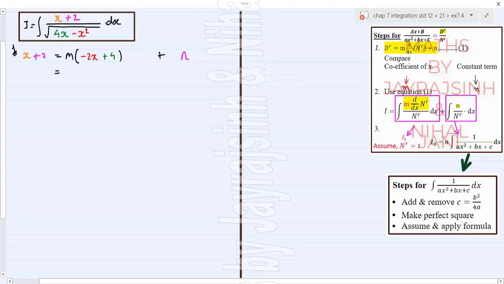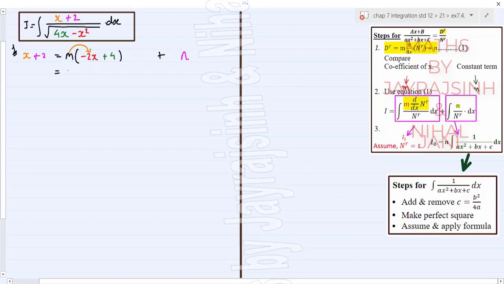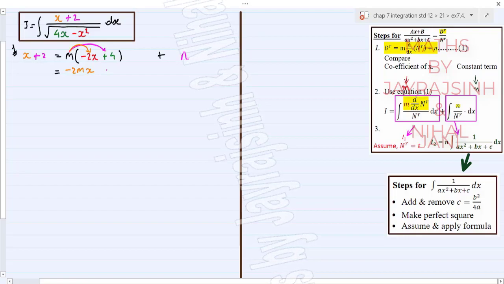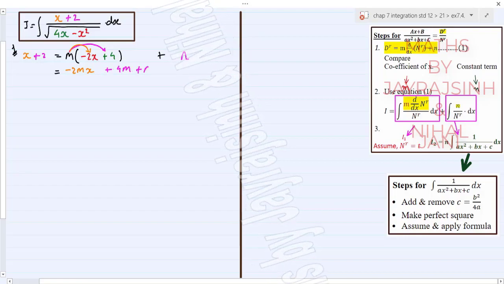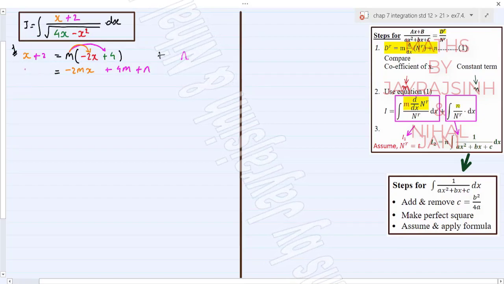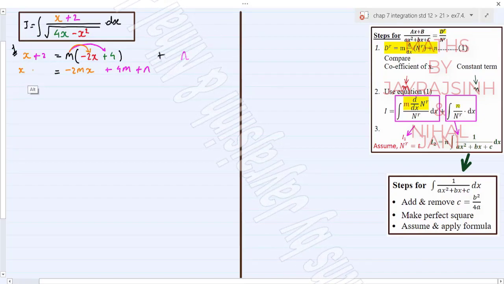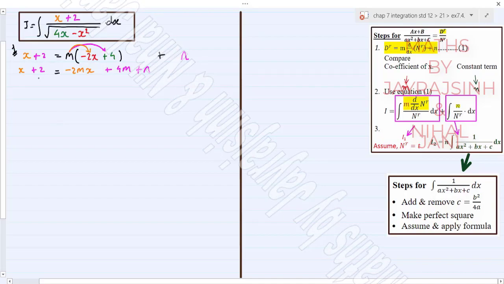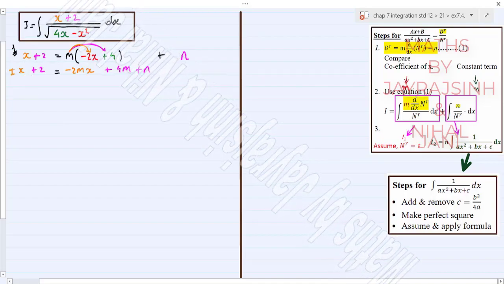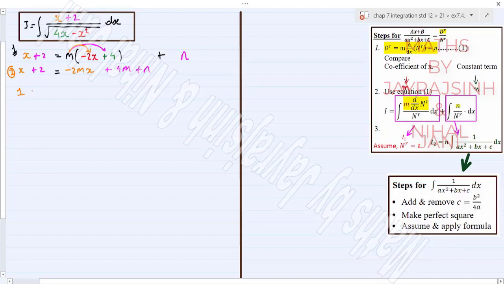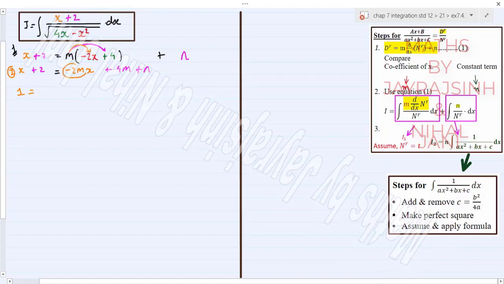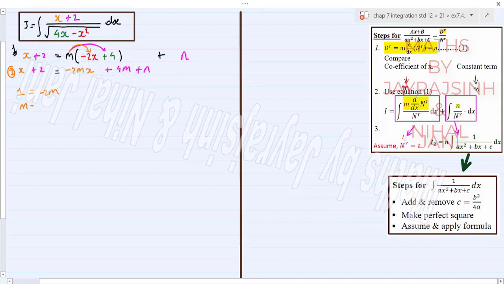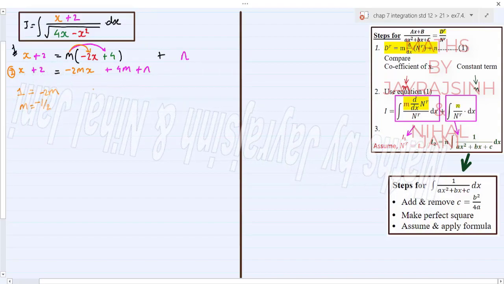Now let's simplify the first term. m multiplied with minus 2x will give us minus 2mx, and m multiplied with 4 will give us plus 4m, plus n will be as it is. On the left hand side we have x plus 2. Now let's compare the coefficient of x. On the left hand side we have 1 as the coefficient of x, and on the right hand side we have minus 2m. So here we'll get m is equal to minus 1 by 2.